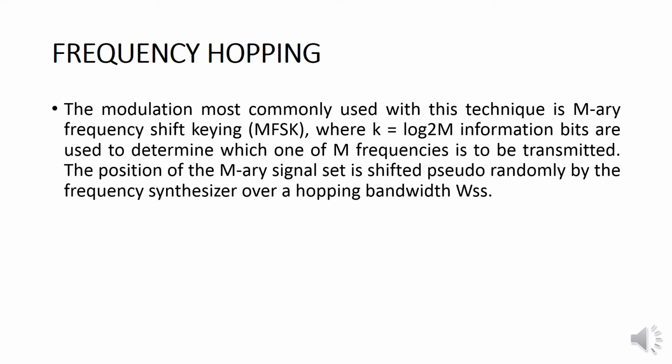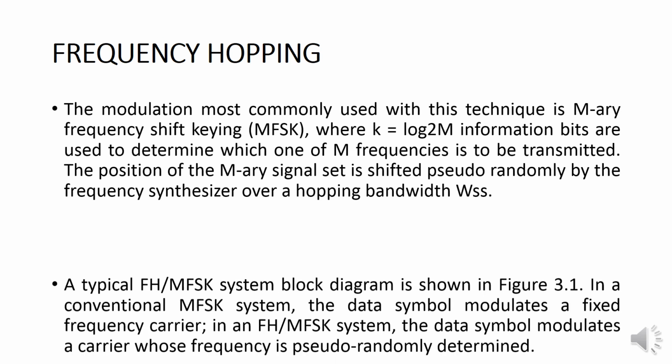The modulation most commonly used with this technique is MFSK, frequency shift keying, where k is equal to log 2 m information bits are used to determine which one of m frequencies is to be transmitted. The position of the MFSK signal set is shifted pseudo randomly by the frequency synthesizer over a hopping bandwidth Wss.